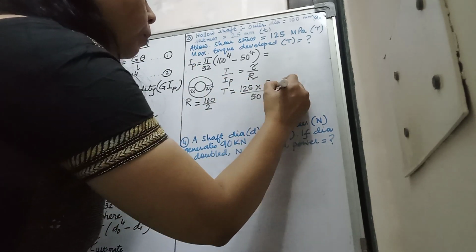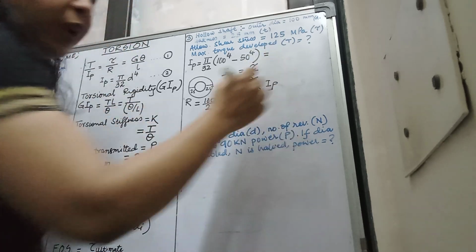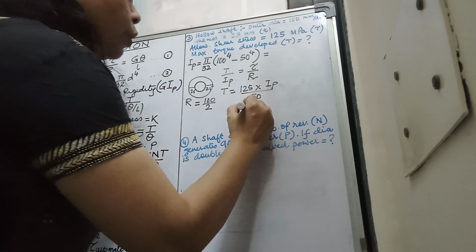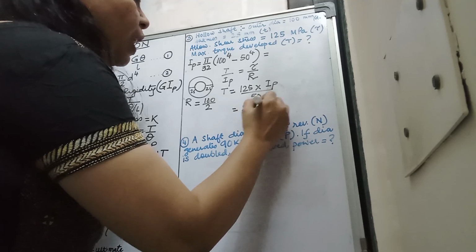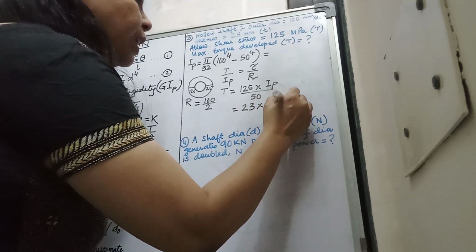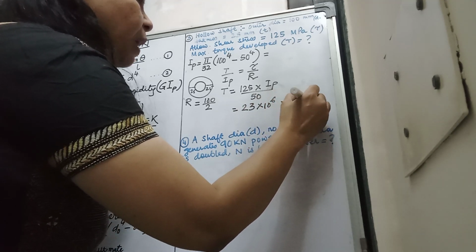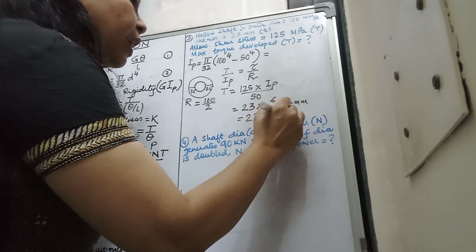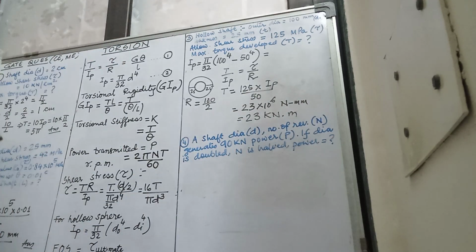So you calculate the value of IP, and the final answer is coming as 23 into 10 raised to 6 Newton millimeter, or 23 kilonewton meter. This is the answer given. Okay. See whether you have understood it.